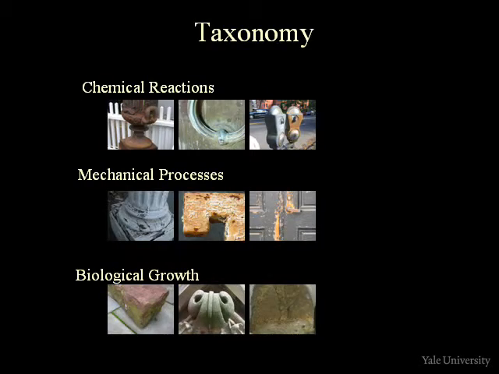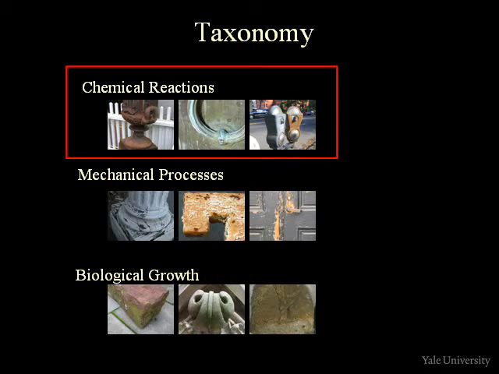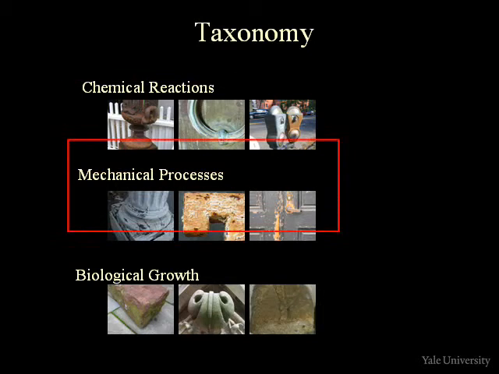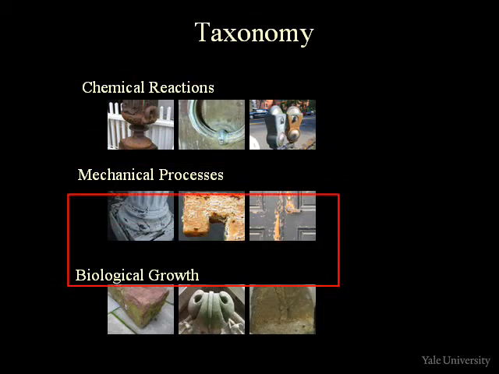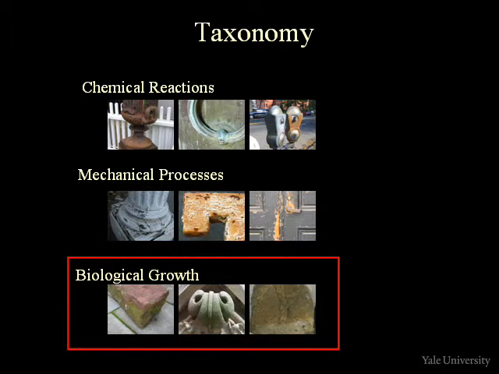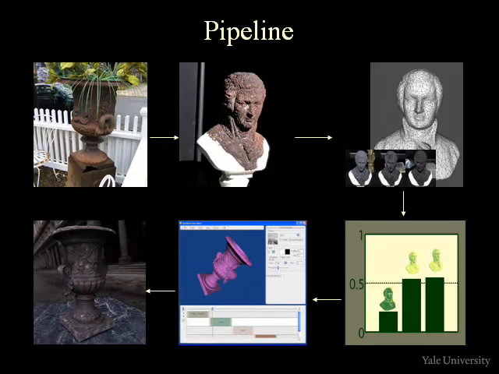To structure the big variety of interesting effects and phenomena, we categorize them into three different types: chemical reactions like rusting or patination, mechanical processes like paint crackling or peeling, and finally biological growth like algae, moss or mold growing. Our pipeline can deal with all three types of effects.